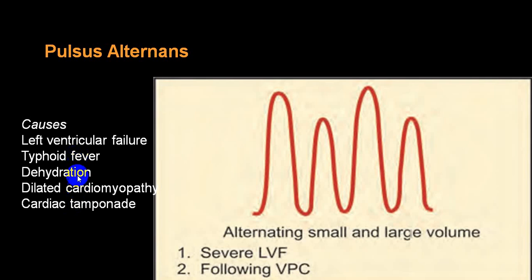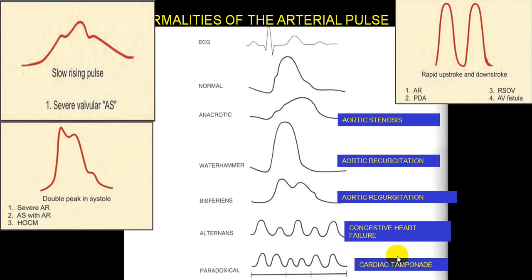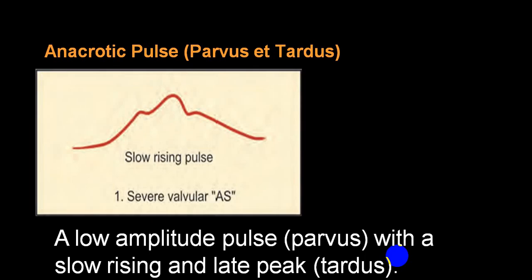Don't try to mention this in your oral exam. Don't try to mention typhoid fever or dehydration or dilated cardiomyopathy. Yes, HOCM. HOCM, hypertrophic obstructive cardiomyopathy, can produce pulsus bisferiens, not pulsus alternans.